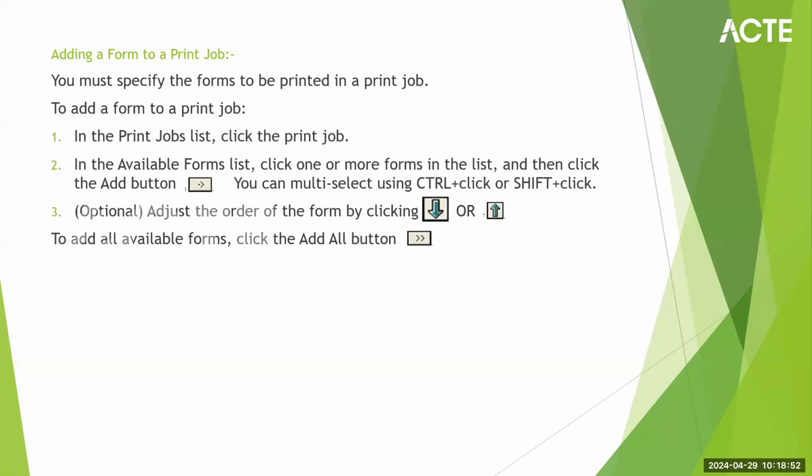So, adding a form to the print job. This is the most common thing we do while creating a form. You must specify the form to be printed in the print job. To add a form to the print job, in the print job list, click on the particular print job where you want to add the form. In the available forms list, click one or more forms in the list and then click on the add button.